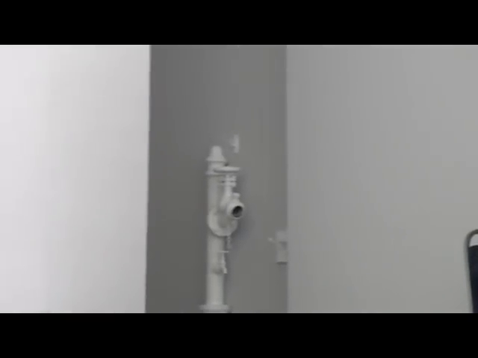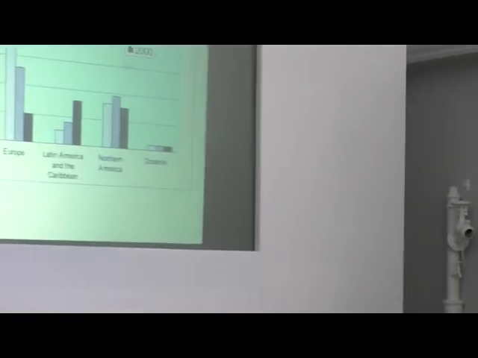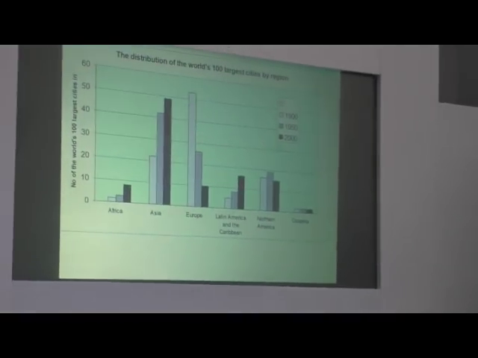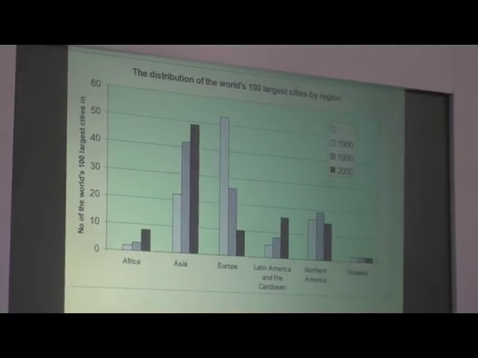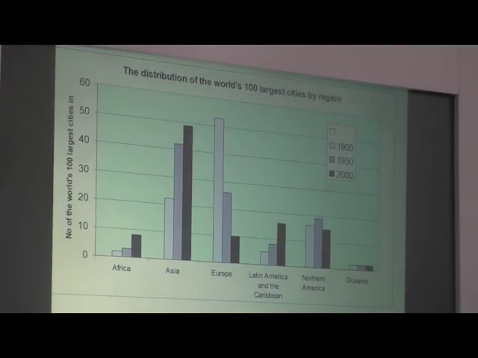And we can look at how the distribution of cities has changed. This is the distribution of the world's 100 largest cities. And you can see this decline in Europe. Europe had more than half the world's 100 largest cities in 1900, and now it's come down dramatically. In Asia, it's grown dramatically. In Latin America, growing quite strongly.